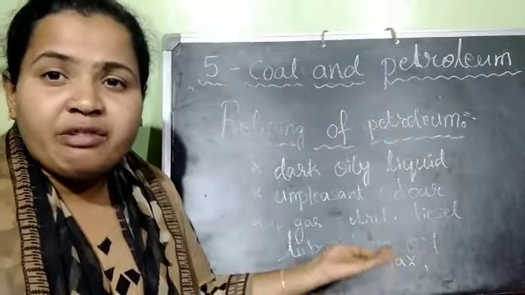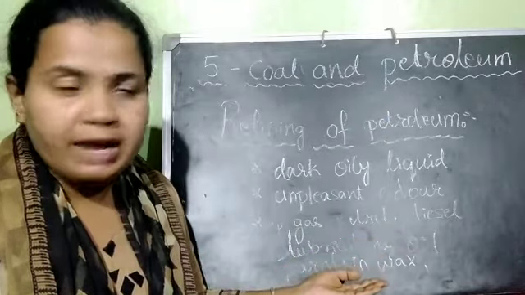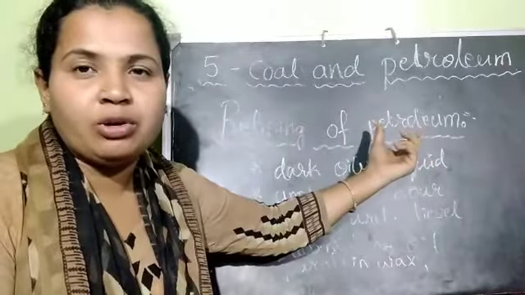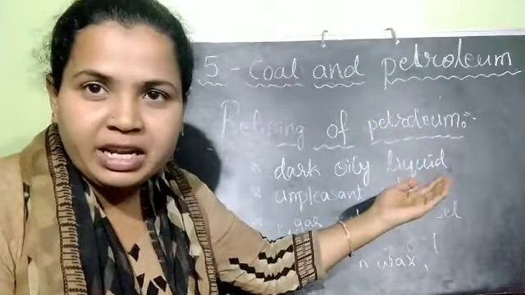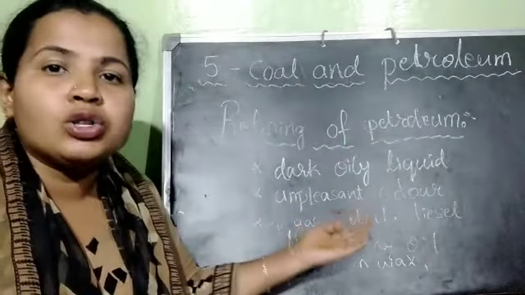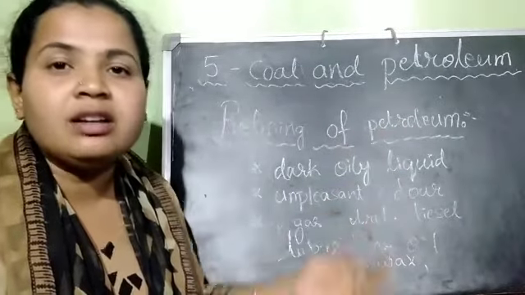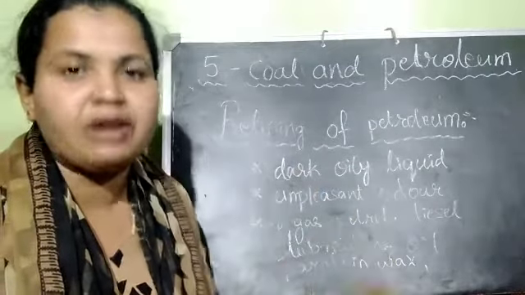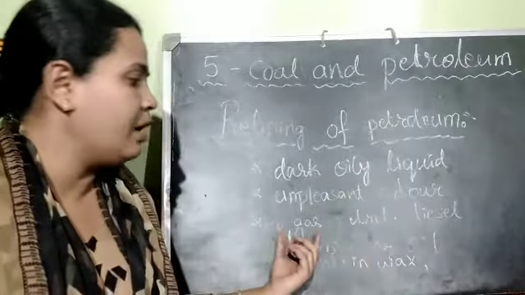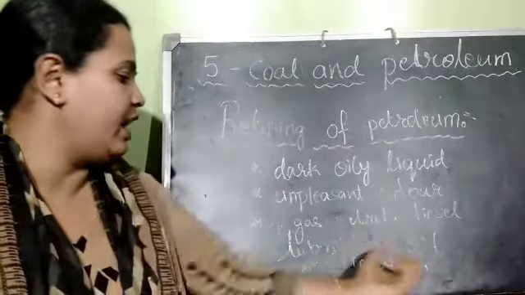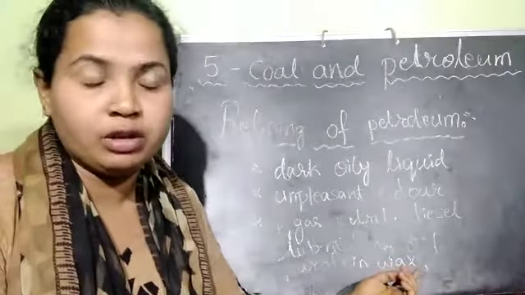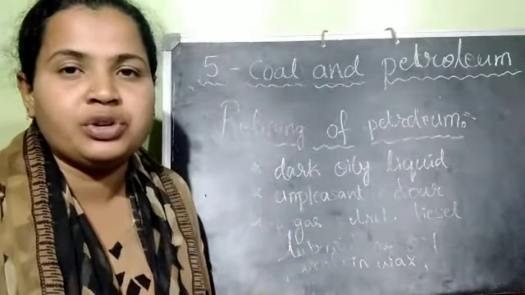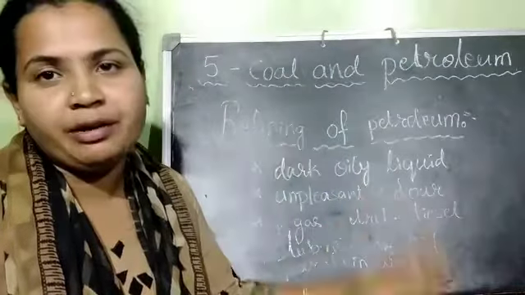The separation of these constituents of the petroleum is called the refining of petroleum. What is petroleum refining? The separation of the constituents of the petroleum is called the refining of petroleum. These are the constituents: petroleum gas, petrol, diesel, lubricating oil and paraffin waxes. Separation of these constituents is called petroleum refining. Okay.